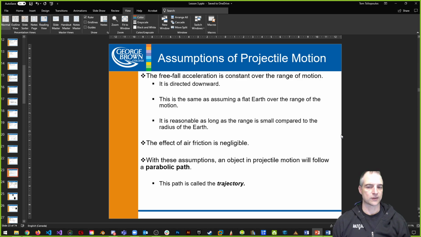With these assumptions, an object in projectile motion will follow pretty much a parabolic path. And this path, keyword, is called a trajectory. Yes, flat Earth assumption is the way to go.